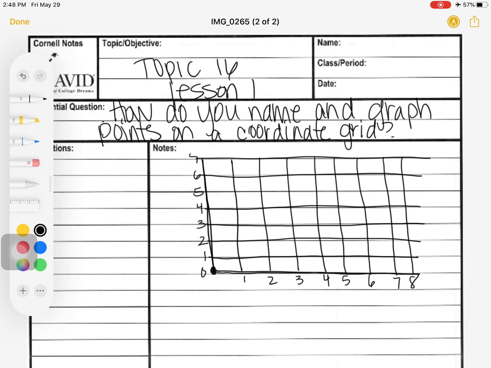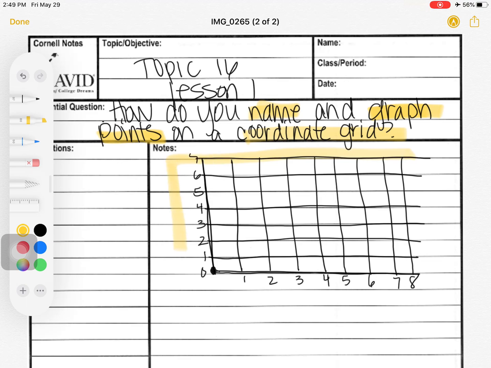Starting topic 16, lesson 1. Our question for today is, how do you name and graph points on a coordinate grid? So we are going to move over to some data analysis, or graphing coordinate planes. What we're going to talk about today is, how do you name and graph points on a coordinate grid?